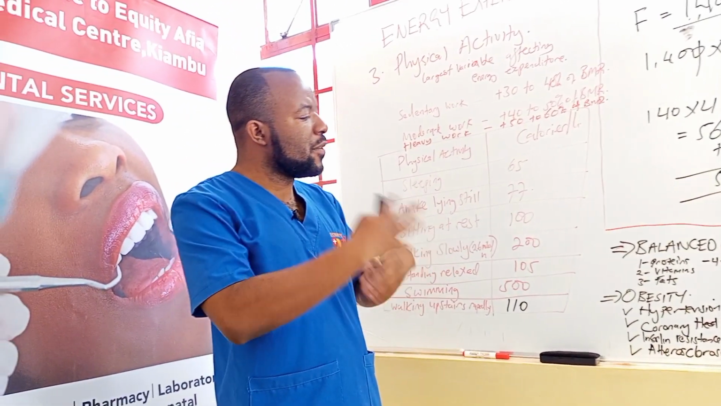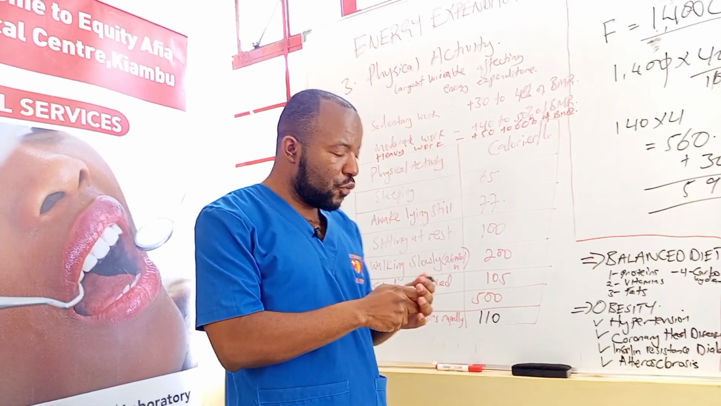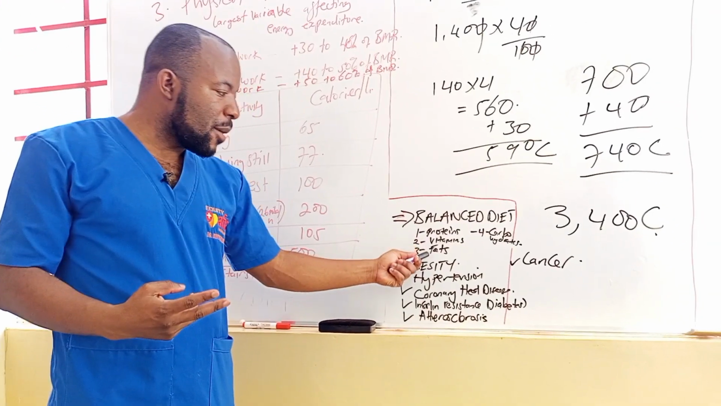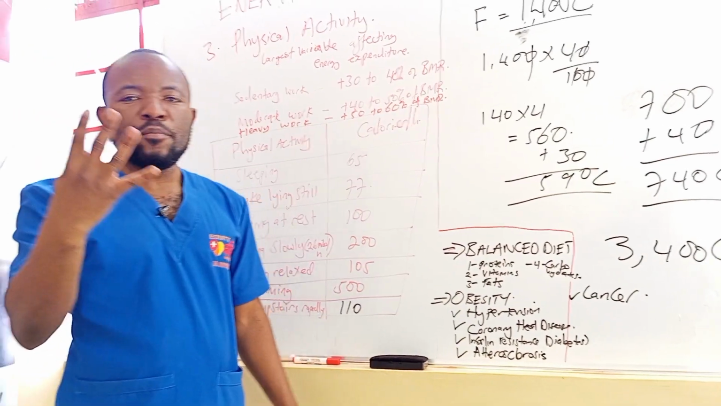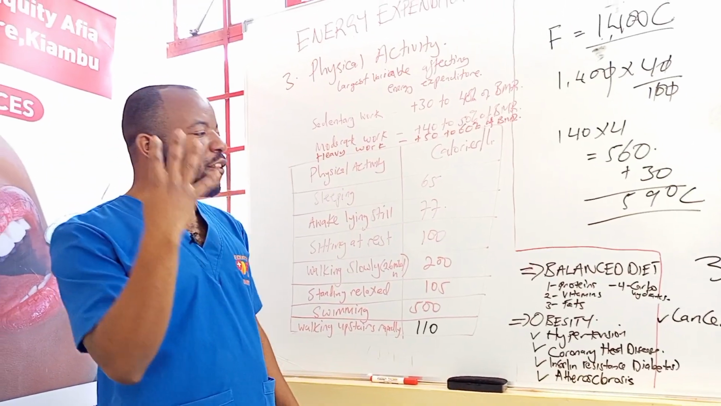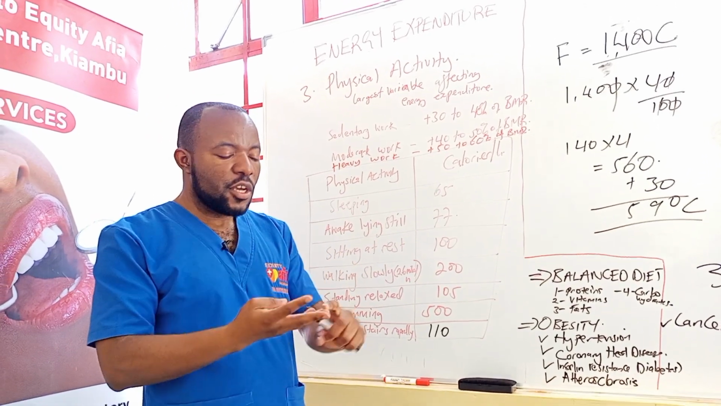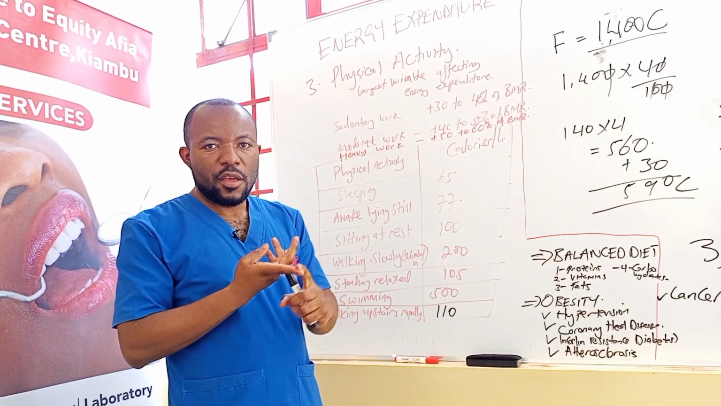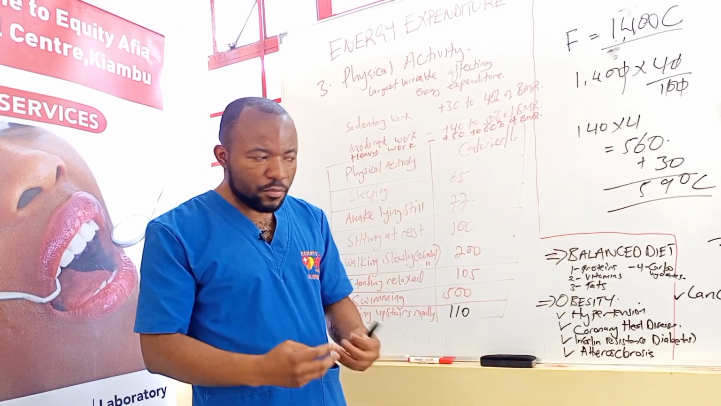A balanced diet in layman's language is a diet with 4 types of food. Number 1, proteins. Number 2, vitamins. Number 3, fats and carbohydrates. Every time you have a plate, make sure there are those 4 types of food: a protein, a carbohydrate, a fat, and a vitamin. Vitamins, you get them from fruits. Every time you eat, have fruits on your table.